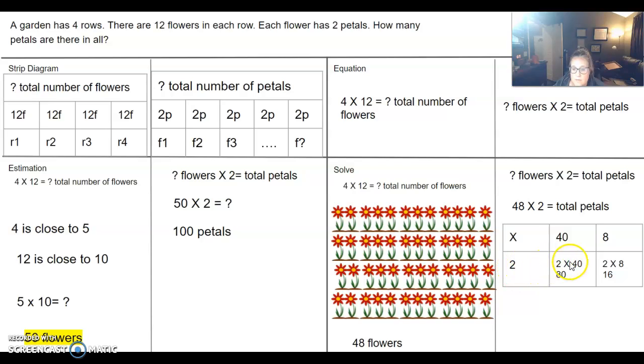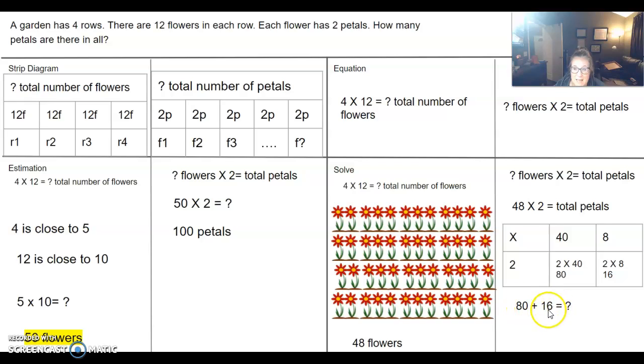Now I'm going to have 2 times 40, and I'm going to have 2 times 8. When I multiply 2 times 40, I get 80. When I have 2 times 8, I get 16. Now remember, I'm going to add my 2 partial products together. So I'm going to add 80 plus 16.